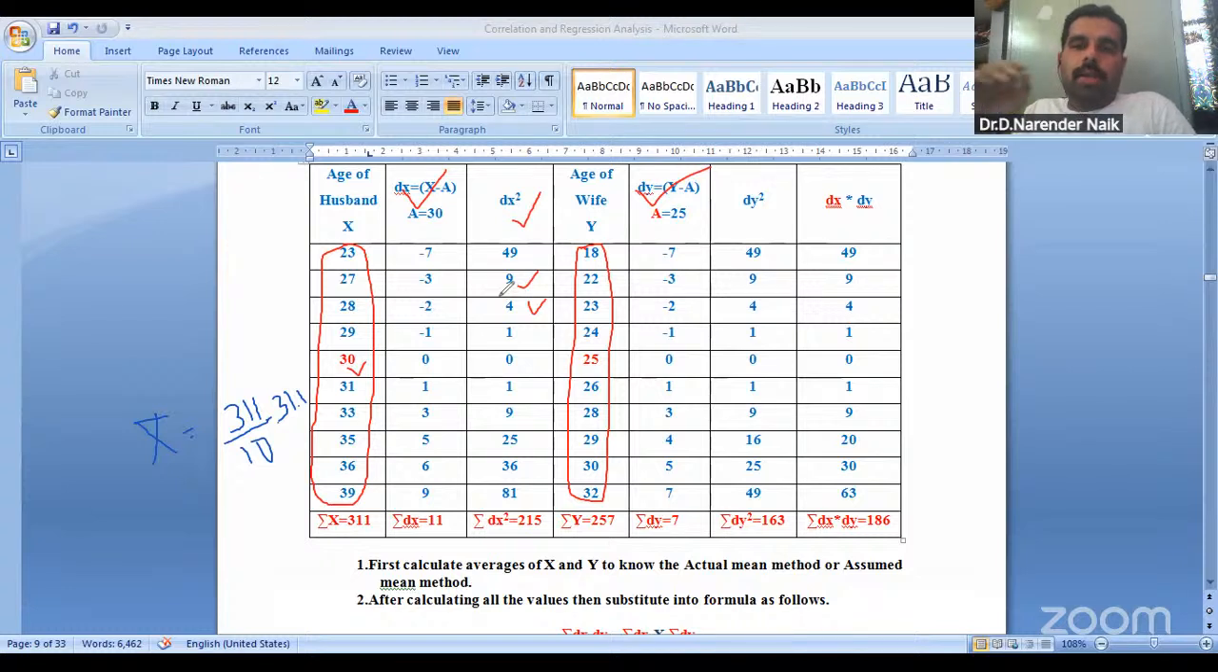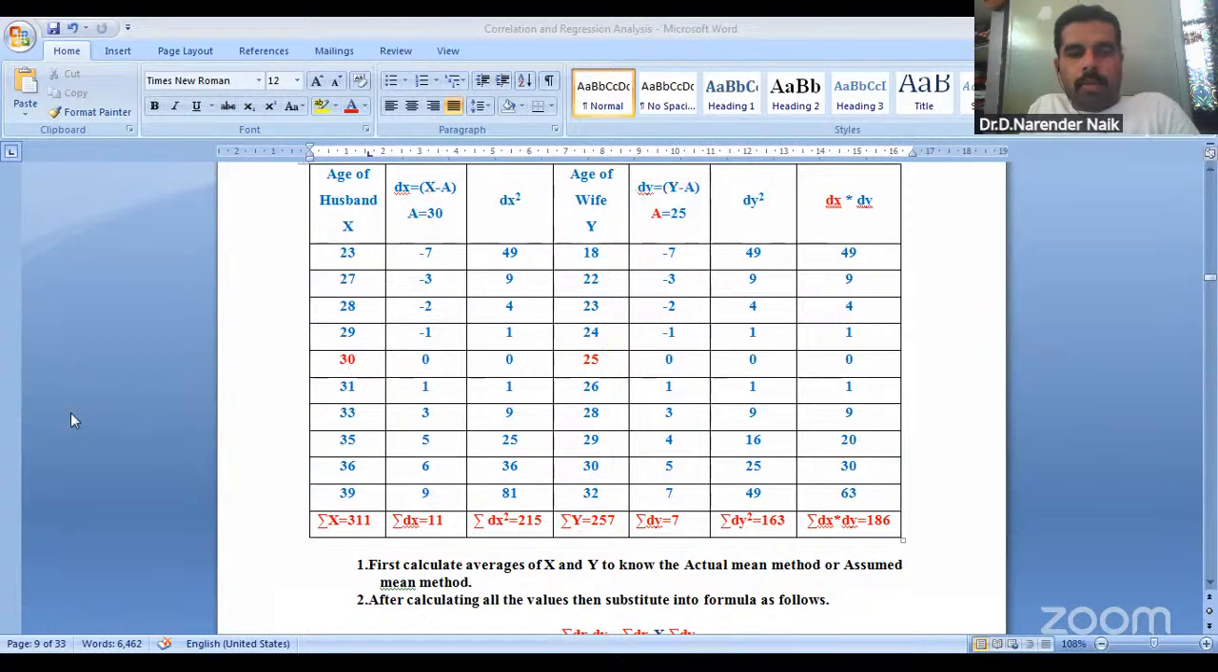So dx into dy. The dx value is 7 and the dy value is 7. 7 sevens are 49, 3 threes are 9, 2 twos are 4, 1 into 1 that is 1, 0 into 0 is 0, 1 into 1 is 1, 3 threes are 9, 5 fours are 20, 5 sixes are 30, 9 sevens are 63. So we got all the values. Okay.